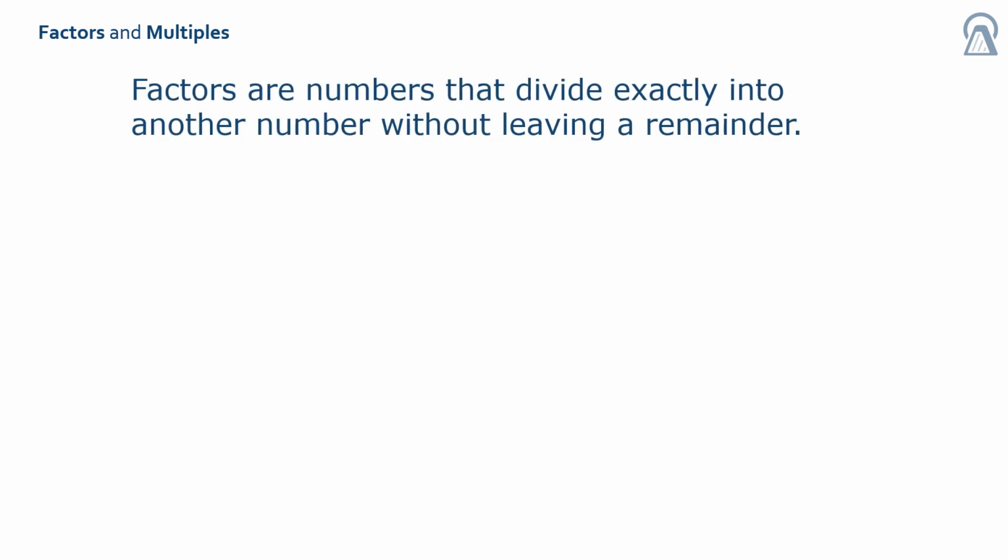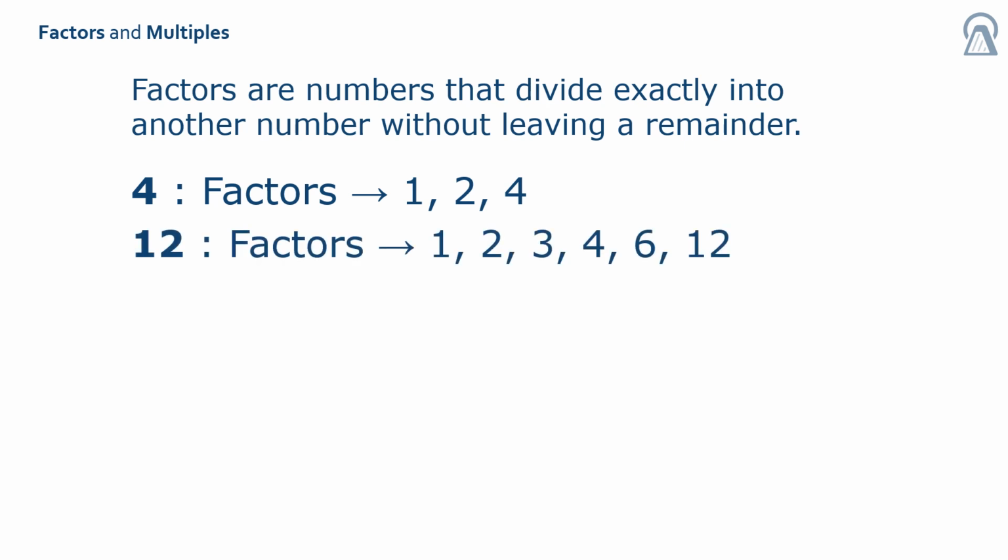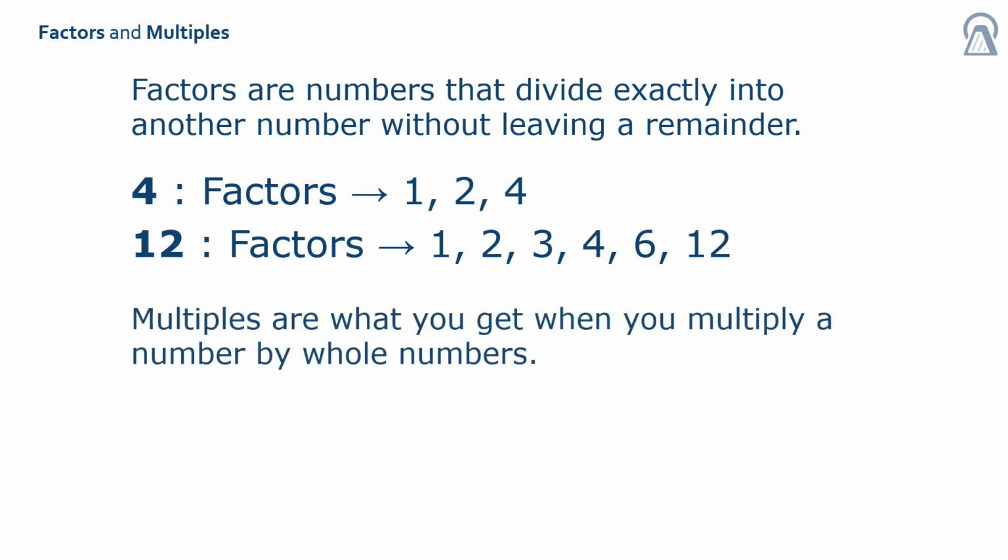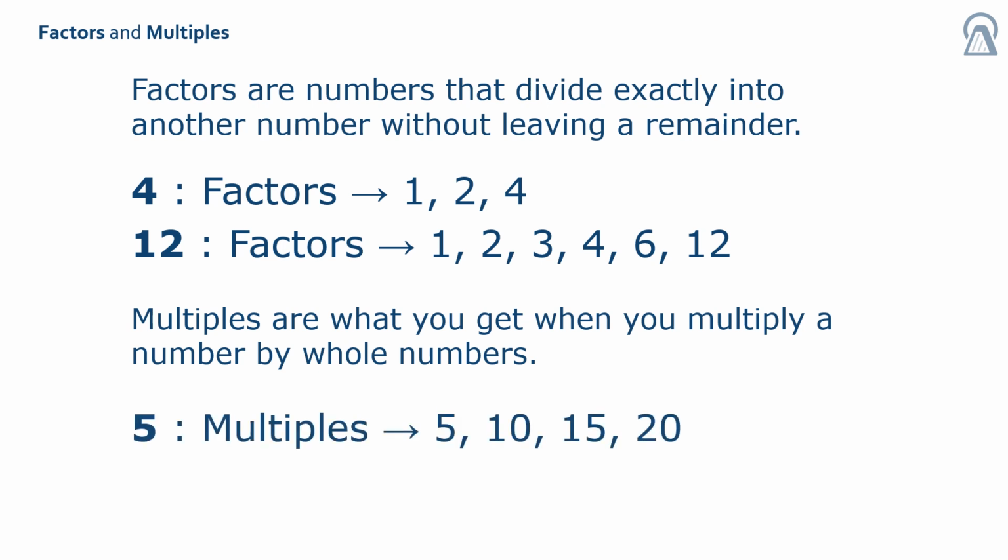First, we had better quickly review what factors and multiples are. Factors are numbers that divide exactly into another number without leaving any remainder. For instance, the factors of 4 are 1, 2, and 4. If we think of a larger number, let's say the factors of 12, we'd have 1, 2, 3, 4, 6, and 12. On the other hand, multiples are what you get when you do the multiplication times tables. So if we were using 5, the multiples of 5 are 5, 10, 15, 20, etc.